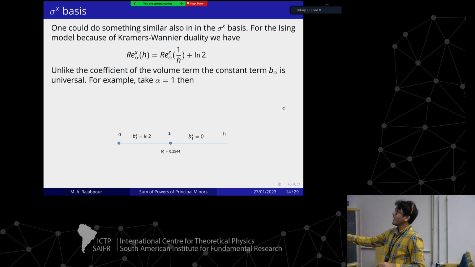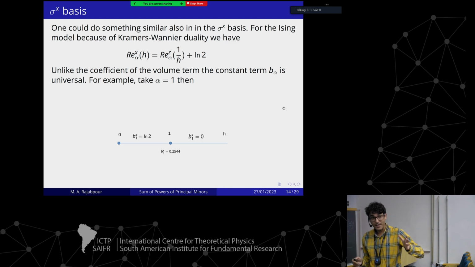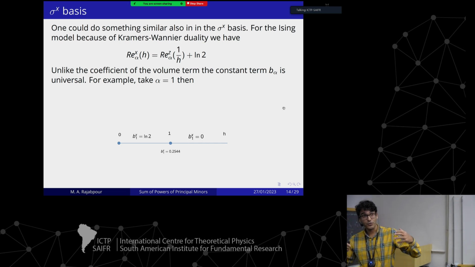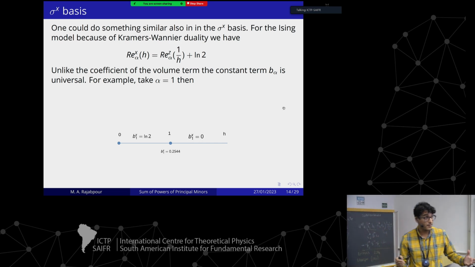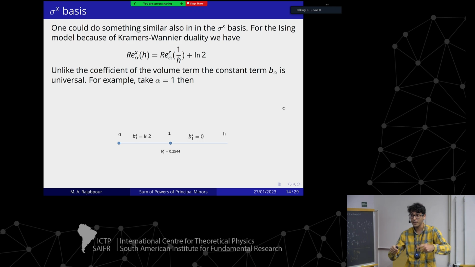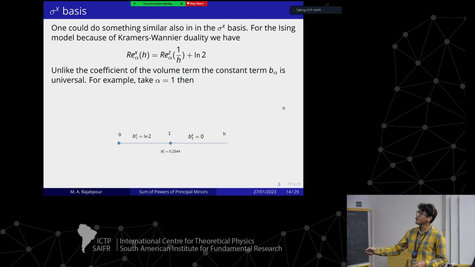But at exactly the critical point, it's 0.2544. This is a numerical result, the numerical calculation from 2010. The authors took about 44 sites, and then they counted all the 2^44 probabilities. They calculated them, put them there, and got this answer.